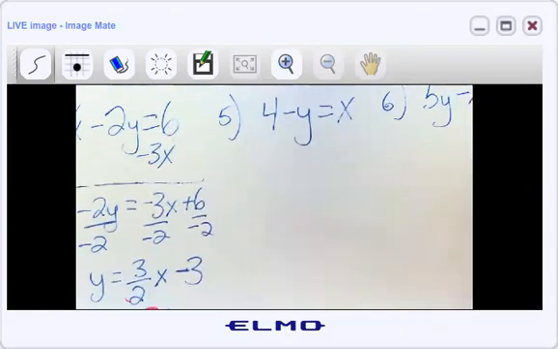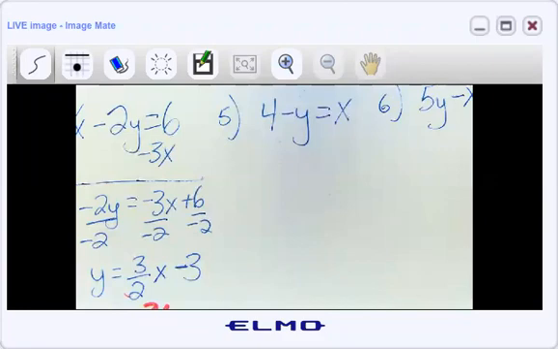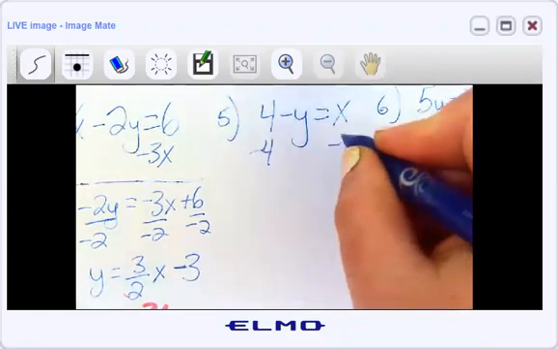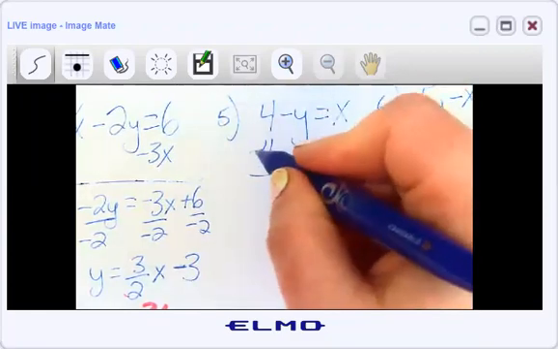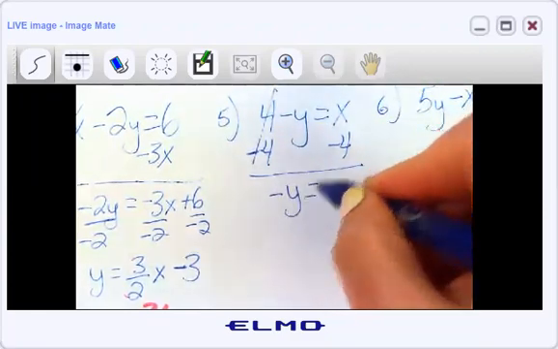Let's try number 5. So this one, I want to get that y by itself. What do I do first? Anybody, tell me what my first step is on number 5. Yes, subtract 4 from both sides. Perfect. So that's -4, -4. Now, take a look at this one. The 4s are gone. I have -y on the left.